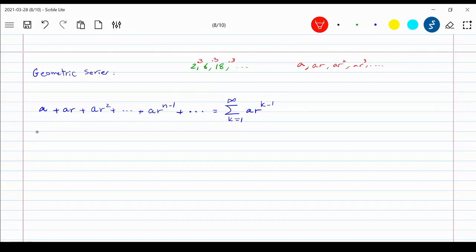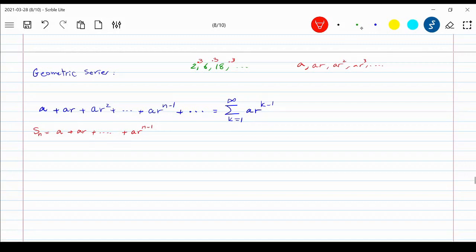So I need to find out what is Sn, which is basically the sum of the first n terms of the sequence. So a is the first term, ar is the second term, and ar to the n minus 1 is the nth term of the sequence. So how do I find the summation?